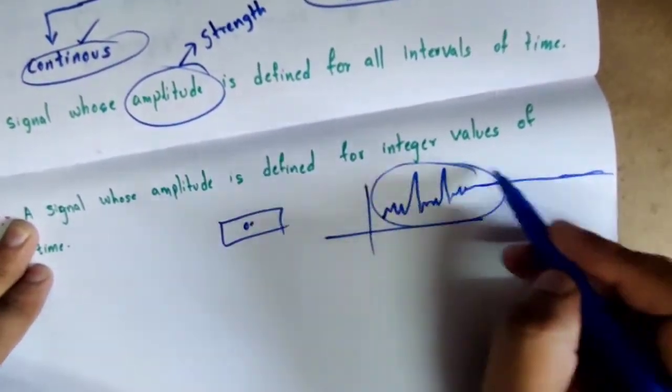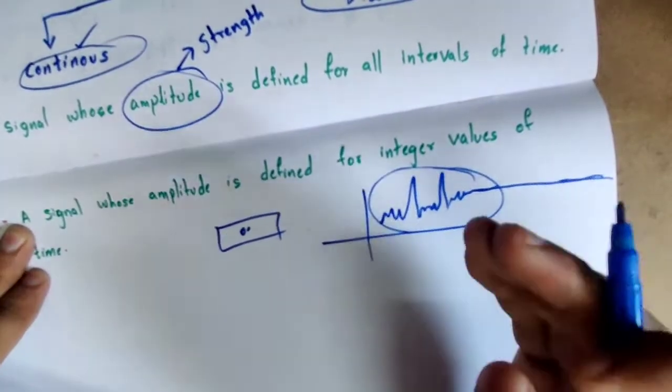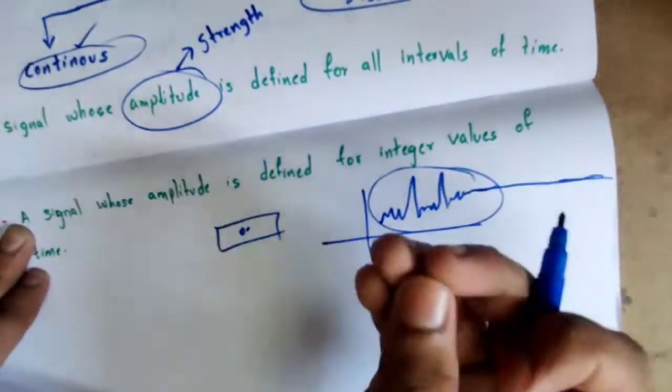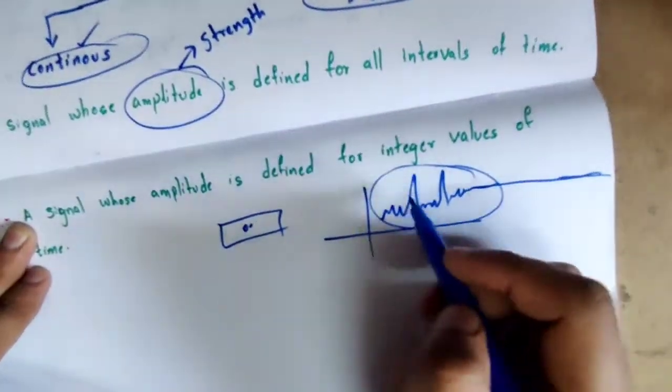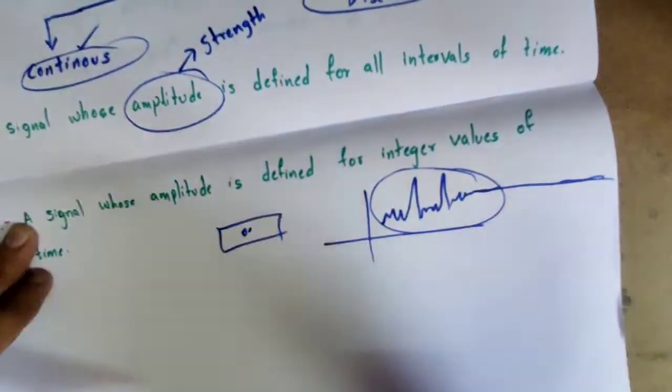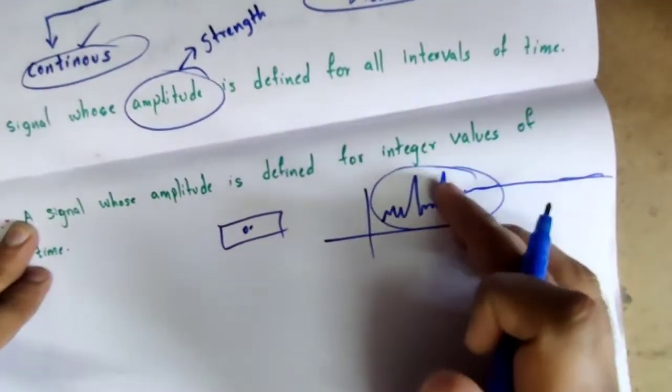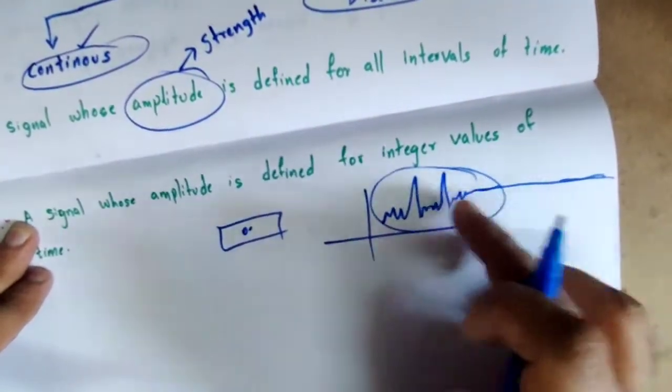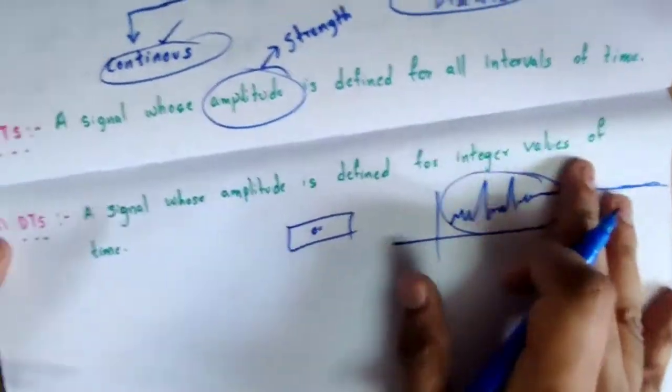So this is known as amplitude. What is an amplitude? It is the strength of the signal. Here, what is the signal? It is a heartbeat. It is being measured with some kind of machinery which we don't know, and the amplitude will be displayed on the screen. So this is nothing but amplitude.